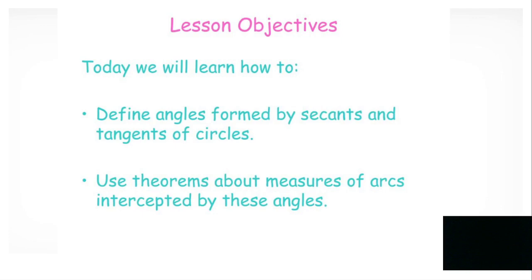Okay, today we're going to learn how to define angles formed by secants, tangents, and chords of circles. We're going to use theorems about the measures of the arcs intercepted by these angles.